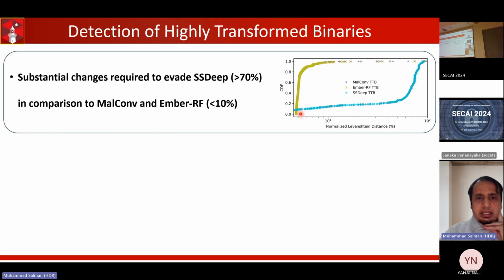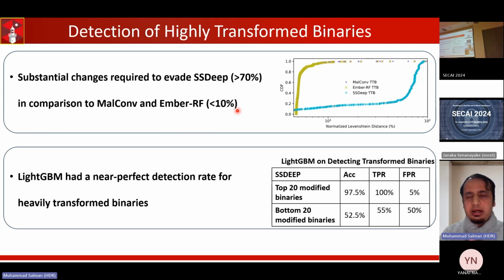So this graph shows that in order to evade SSD, the malware Macor framework has to make significant changes. In most cases, the changes were greater than 70% of the file. On the other hand, for Markov and Ember RF, the changes were less than 10%. So if the adversary makes more changes to evade the ensemble or SSD, we trained a random forest and LightGBM model to see whether we can detect the highly transformed binaries.